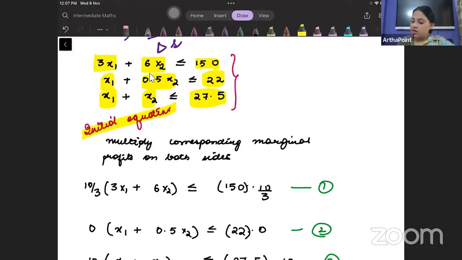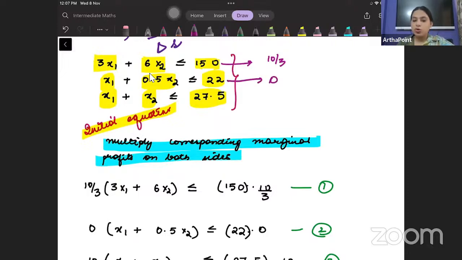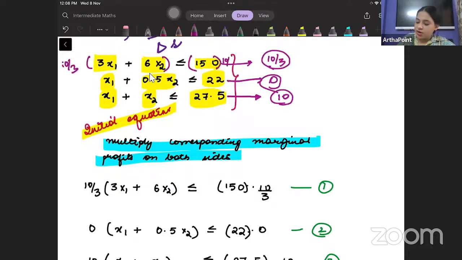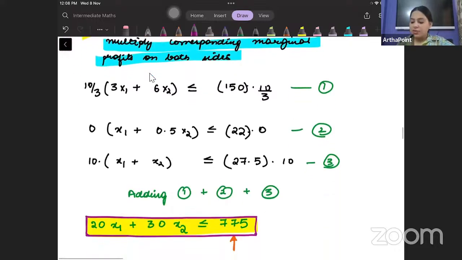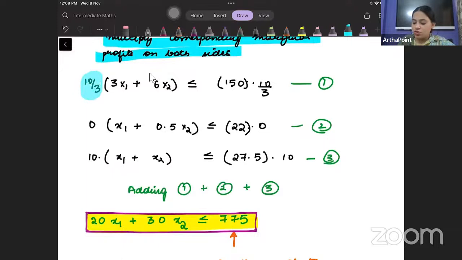I am going ahead and multiplying the corresponding marginal profits on both sides. तो बेटा फ्लावर की वजह से marginal profit कितना बढ़ रहा था? 10/3. This is what I proved. शुगर की वजह से marginal profit कितना बढ़ रहा था? 0. This is what we showed. And butter की वजह से marginal profit कितना बढ़ रहा था? It was changing by 10. So these marginal profits I am multiplying on both sides. So this side I am multiplying by 10/3, 10/3, 0, 0, 10, 10. I am multiplying the marginal profits on both the sides.